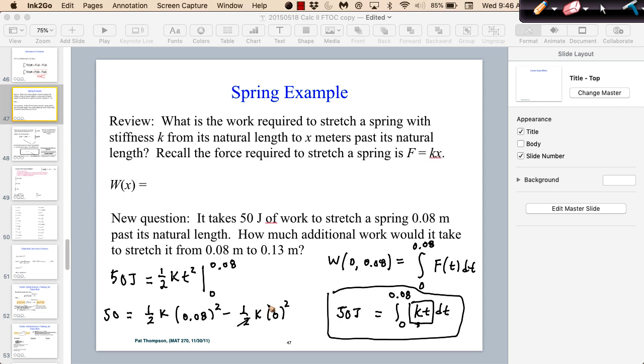This goes to 0. So when this lower limit of integration is 0, does it mean this is always 0 over here? Okay, that's a huge theme today. Just because you're plugging in 0 doesn't mean this is always 0. Sometimes, yes. Not always. You always have to plug it in. We'll be revisiting that today. So now our k is going to be 2 times 50 over 0.08 squared equals k.